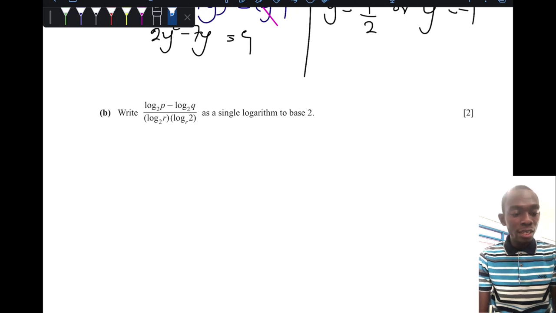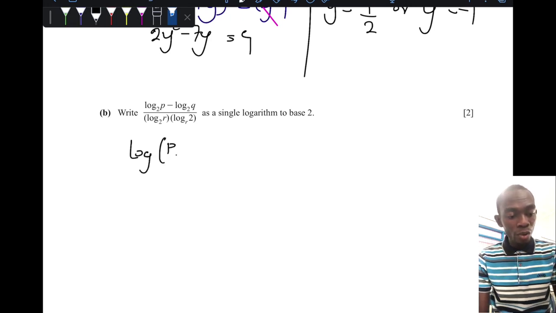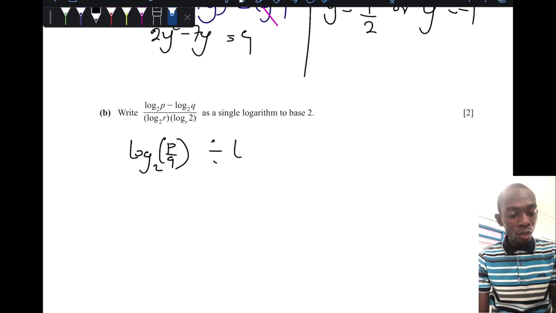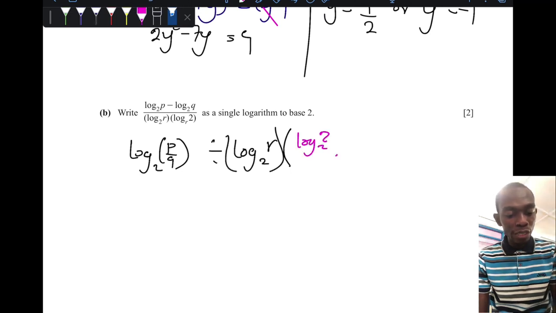Well, if you check the numerator, they all have base 2, and it's subtracting, so that means we divide. So we have log p over q base 2, okay? Then divided by, we have this guy here. Now we want to be careful because this is base 2, this is base r. The question says write it in base 2. So now let's change this guy here to base 2. All right, so we have log r base 2. Now is multiplying. Let's change that to base 2. So log 2 base 2 divided by log r base 2.